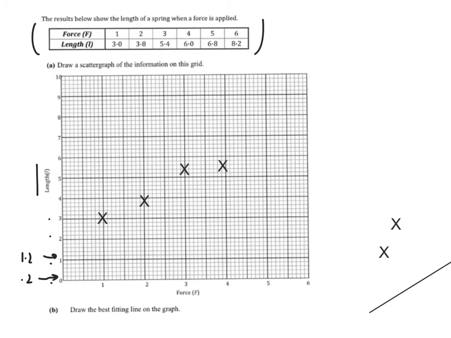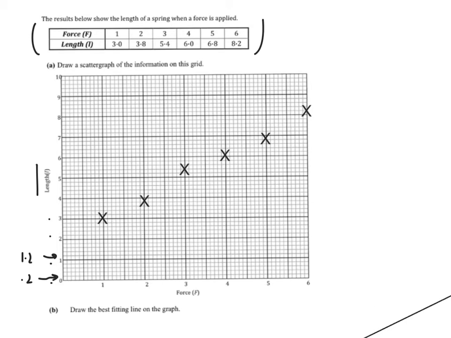4 and 6, oh, that's nice and easy. Okay, and then 5 and 6.8. That's one box below 7. And 6 and 8.2. Okay. So all my points are plotted.